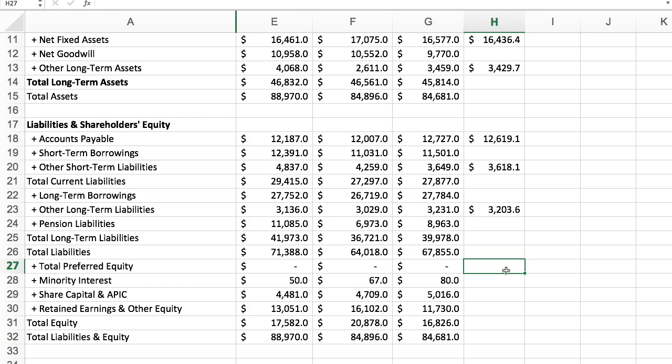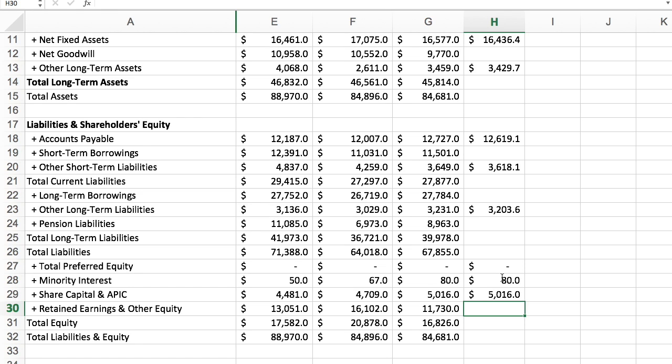Total preferred equity for 2015 equals the previous year. Again, since we're not changing the capital structure, whatever equity they had, they're going to keep. Minority interest, same concept, equals the previous year. We're not going to forecast change in minority interest. Share capital equals the previous year. We're not going to buy back or issue any new stock. We're going to leave the equity alone.